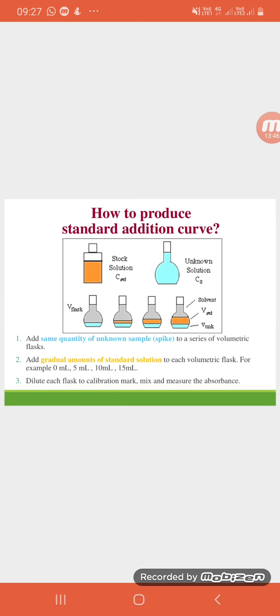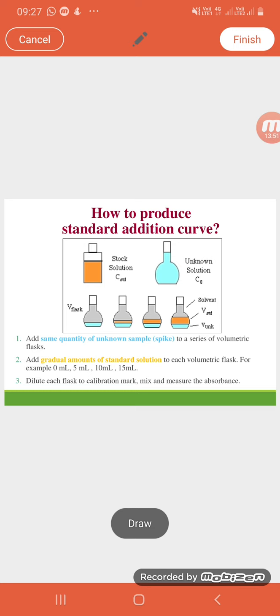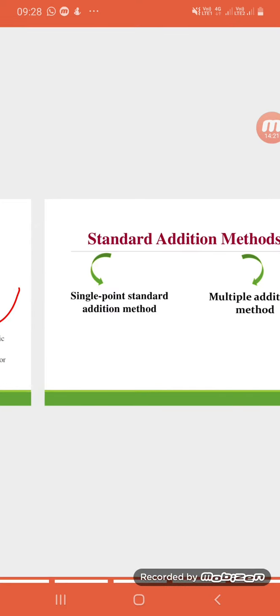Okay, this is how to produce the standard addition curve. Like I have said just now, add the same quantity of unknown sample, the blue one, to a series of volumetric flasks. Add a gradual amount of standard solution to each volumetric flask, so we add different amounts of standard solution to different volumetric flasks, and then dilute each flask to the calibration mark, mix and measure the absorbance.